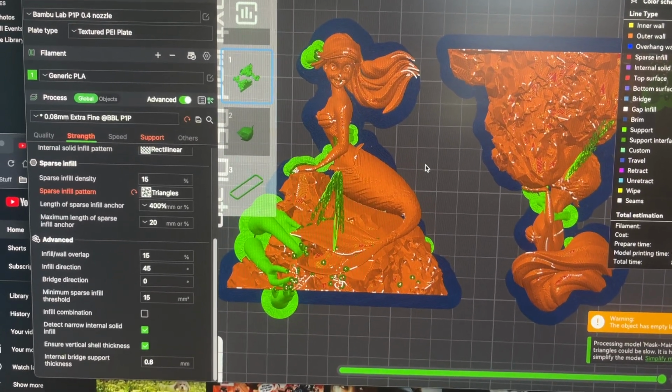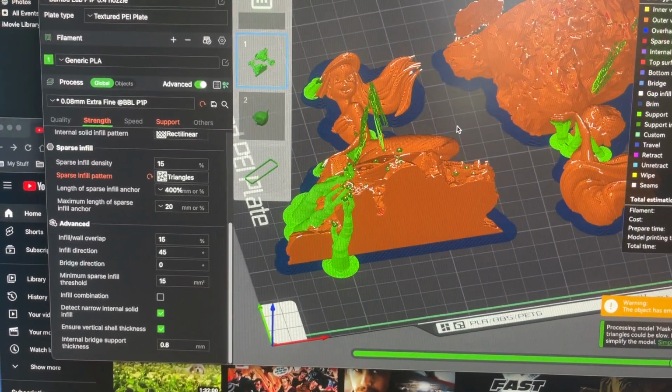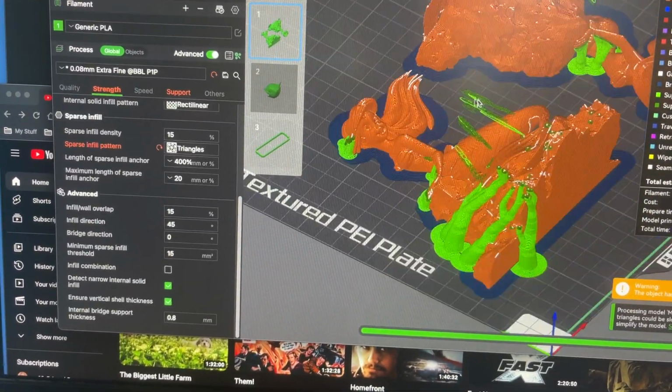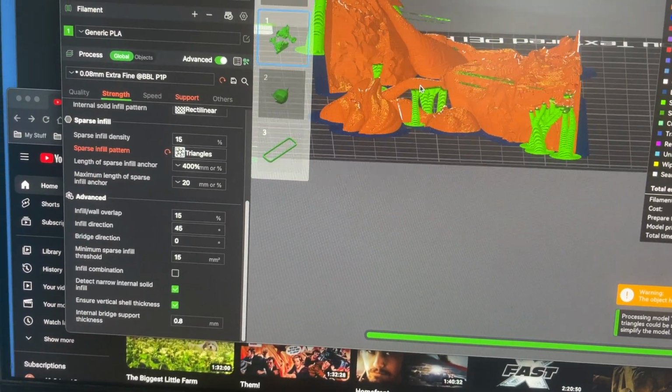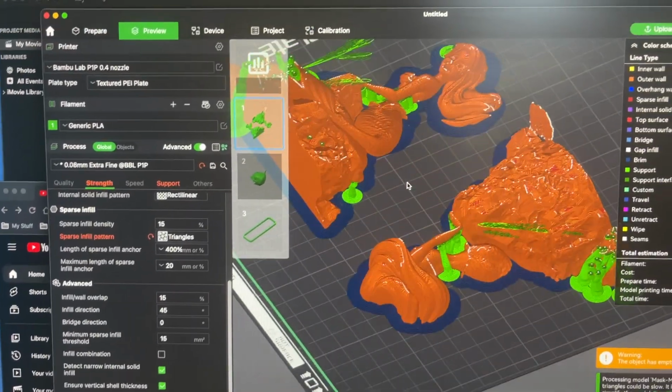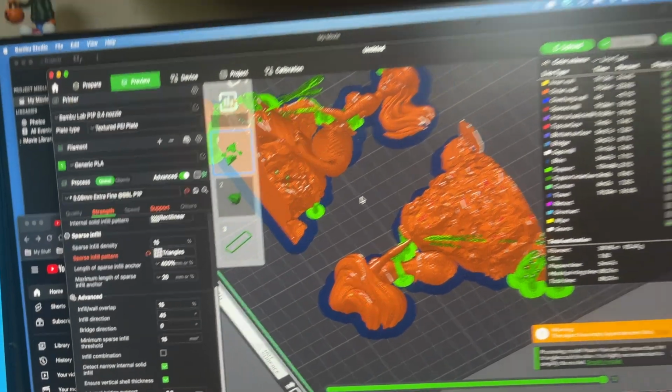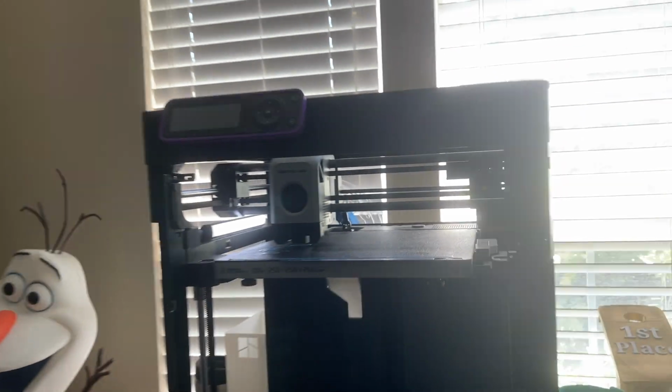You can see the supports, not a whole lot of them. I was really worried about the arm right there that got the supports, and the arm over here that got the supports. So that should turn out pretty well. I've gone ahead and put it on the printer, and we're just starting out.